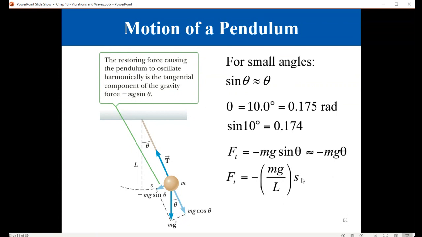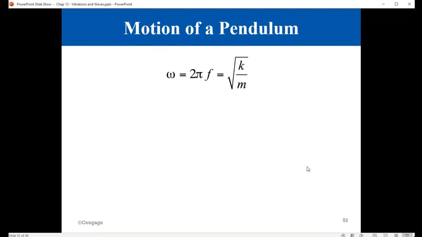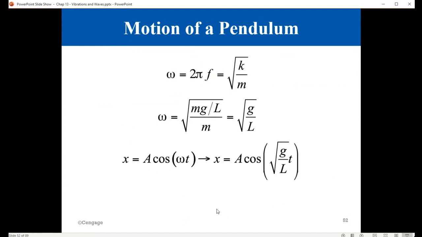I want you to compare this to Hooke's law. You have the force there, the restoring force is minus kx. S and x are the same. These are the displacement from the unstrained position. So mg over L plays the same role as k. So we can substitute for k, mg over L, cancel m with m. So omega equals square root of g over L.